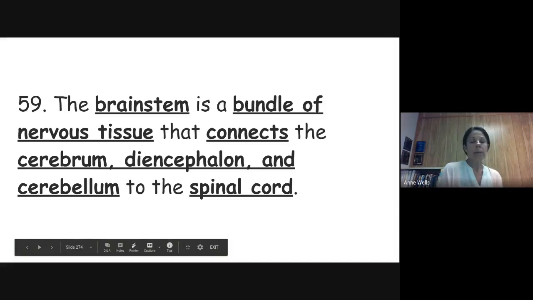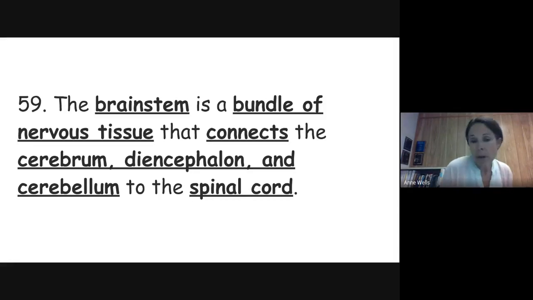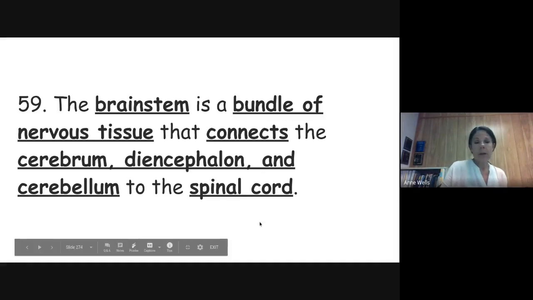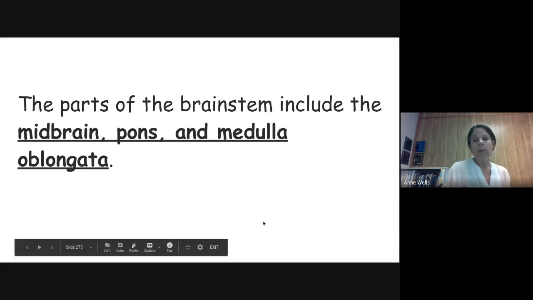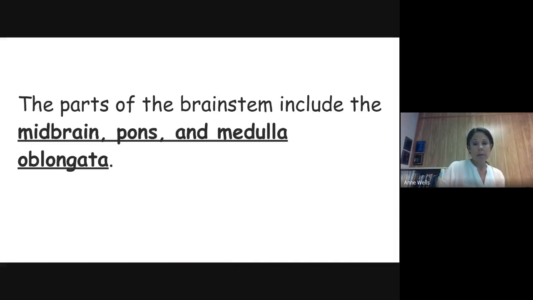And we have our brainstem. So number 59, the brainstem is a bundle of nervous tissue that connects the cerebrum, the diencephalon, and the cerebellum to the spinal cord. The parts of the brainstem include the midbrain, pons, and medulla oblongata.